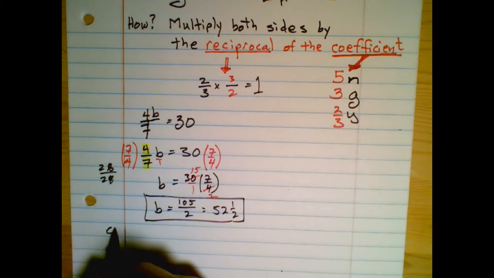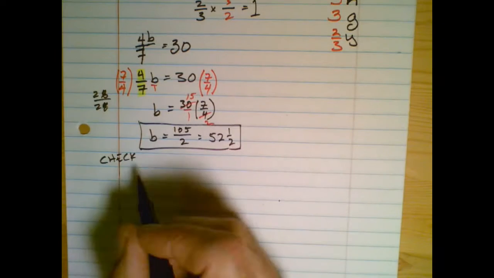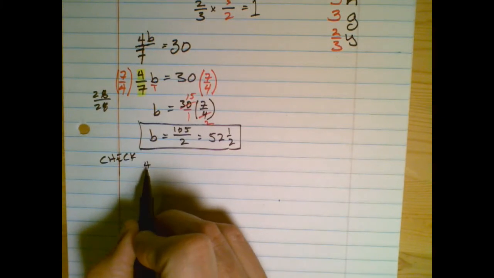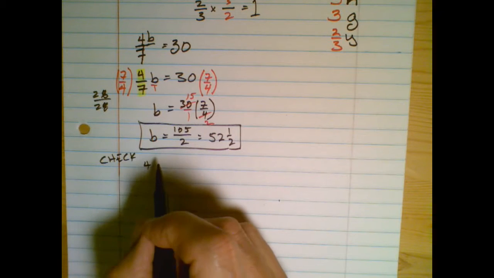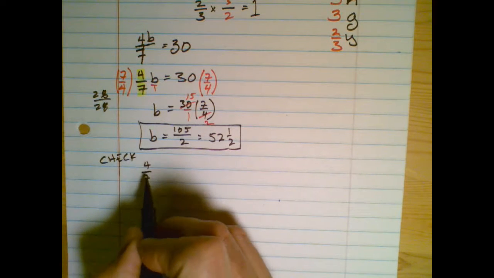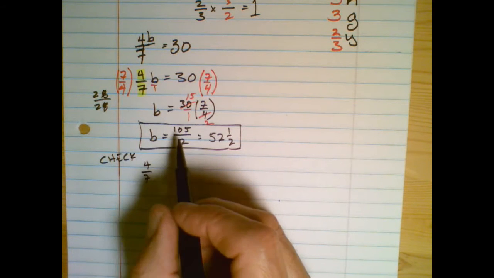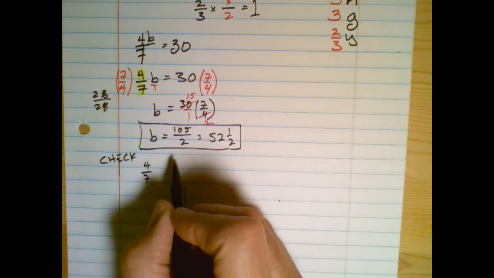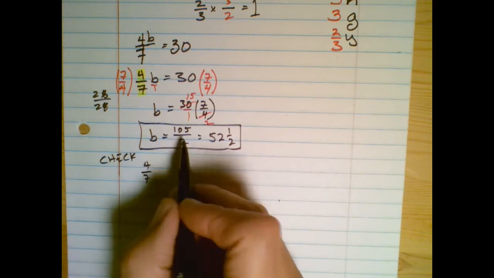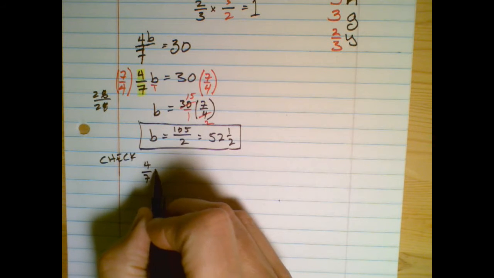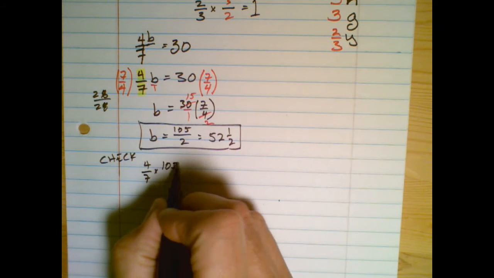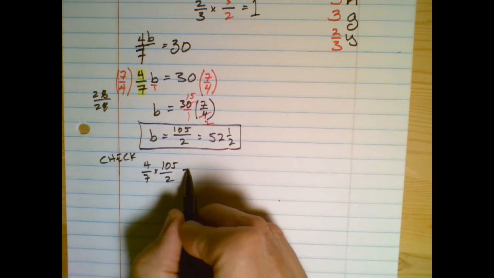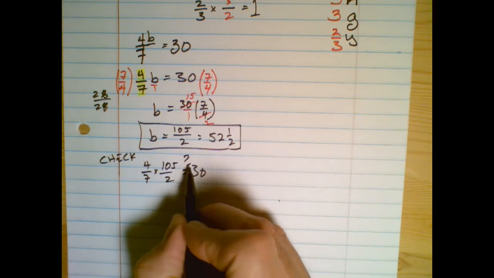Let's check it, just to make sure it's right. So is 4/7 times 105 over 2, using my fraction version, does that equal 30? I'm asking at this point.